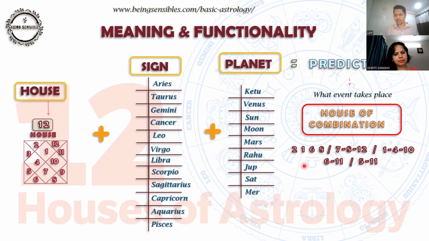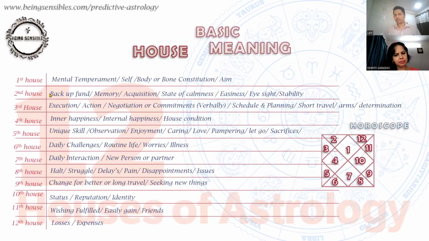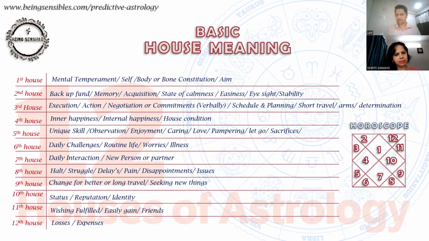Just like in the previous slide, I told you that if somebody has bad combinations, it remains bad. But if it's good, then it's good. So before going further, I'll give you the idea of what the meaning of houses is, logically.